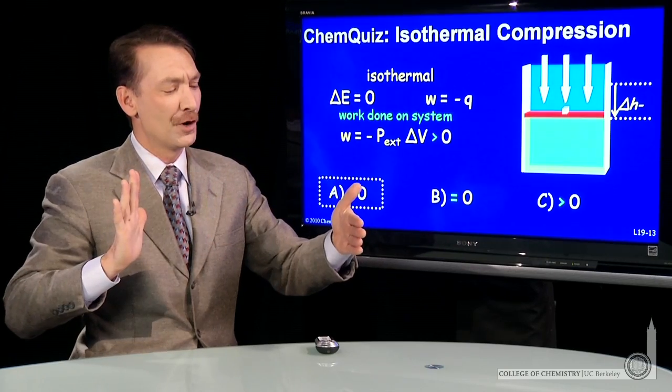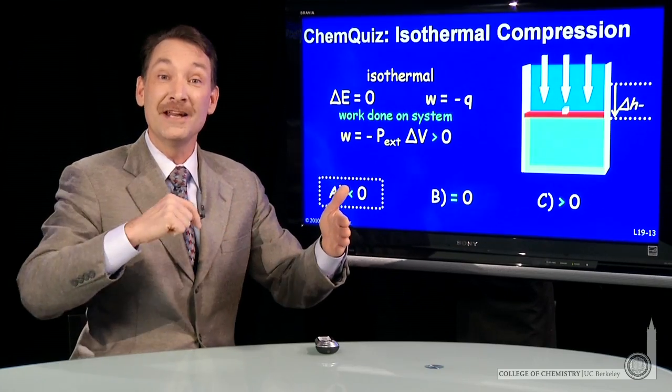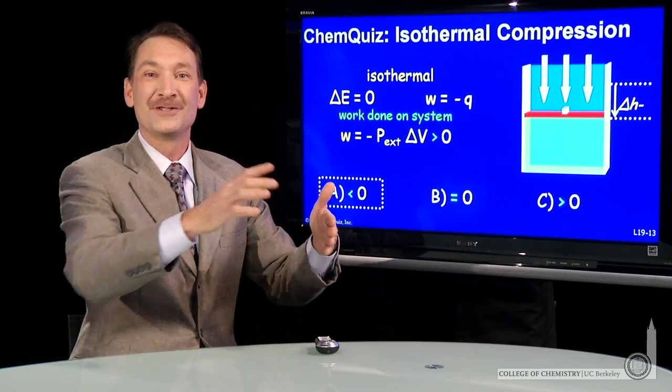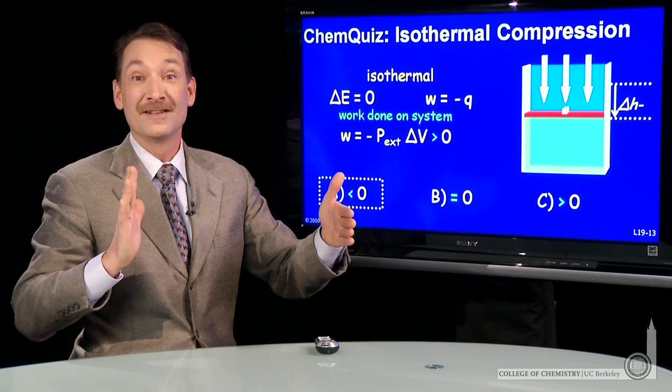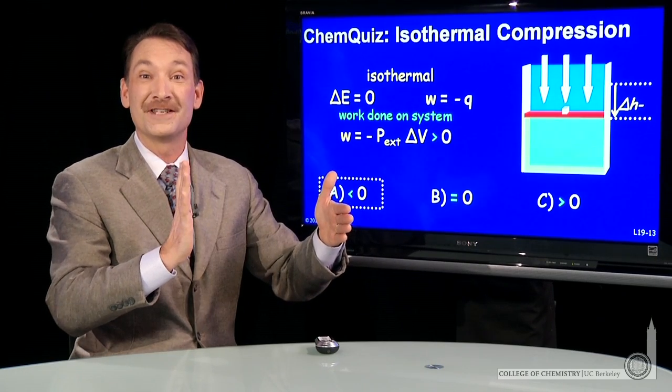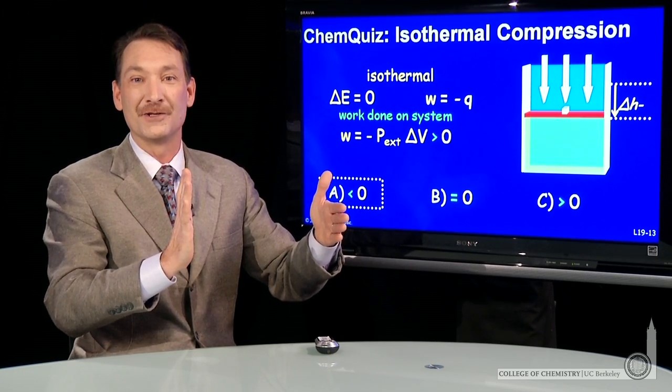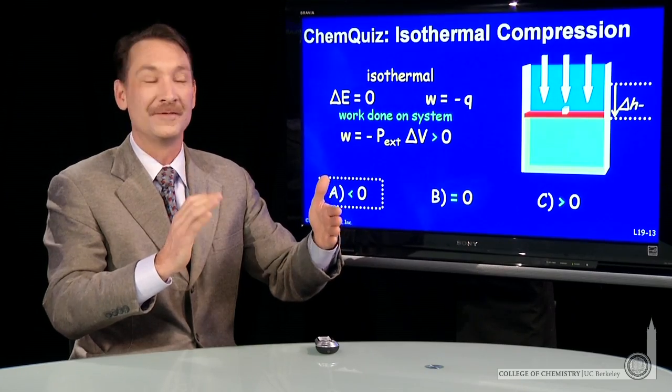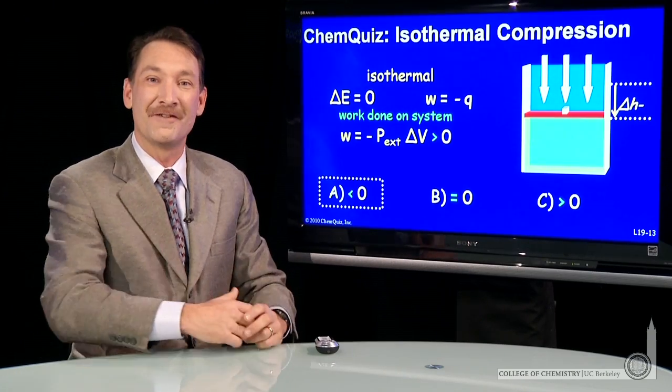In general, you can do work quickly on a system, but heat flow always takes time. So when you see isothermal, you often think slow because I have to wait for the system to come back to the same temperature or become isothermal. That's an isothermal compression of an ideal gas.